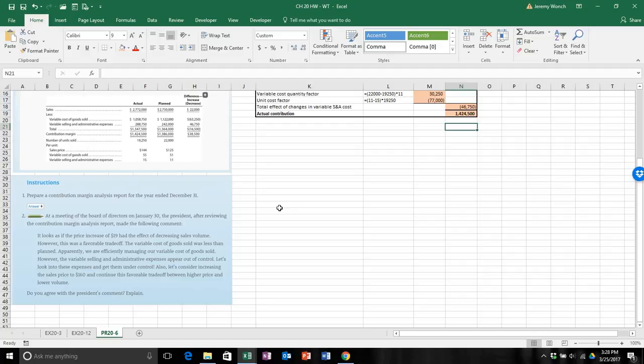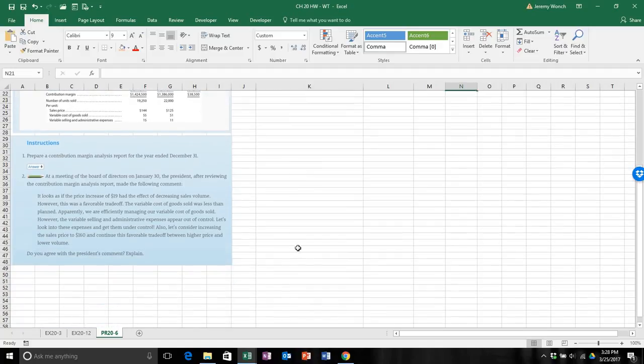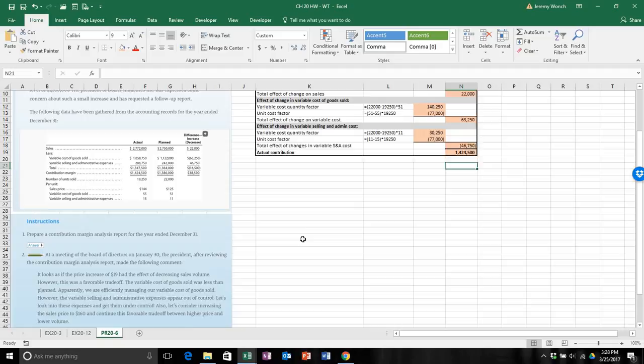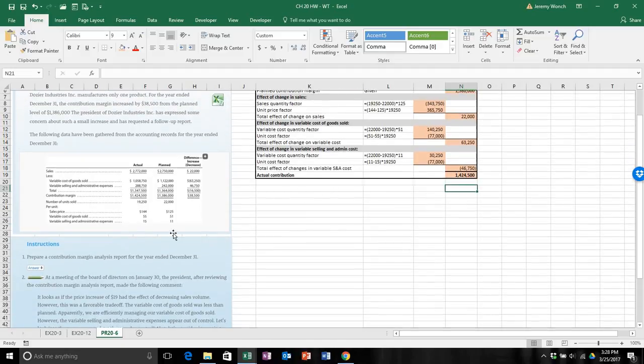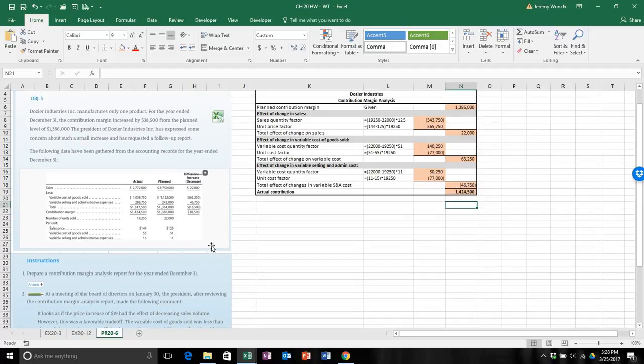Let's also consider increasing the price to $160 per unit. This is a favorable trade-off between the higher price and lower volume. It says, do we agree with this? And of course, it would be too easy if we actually agreed. We don't agree with him. And so what he's looking at is he's saying, hey, our variable cost of goods sold is down by $63,000. That's really good. So that must be okay.